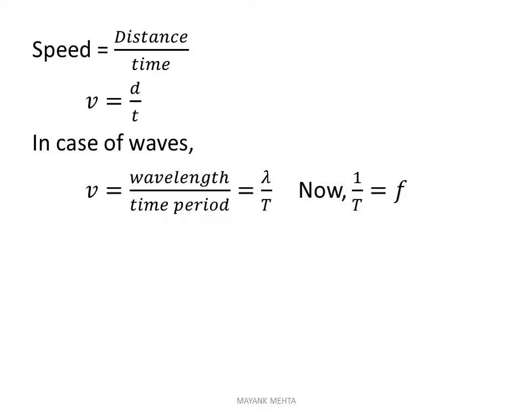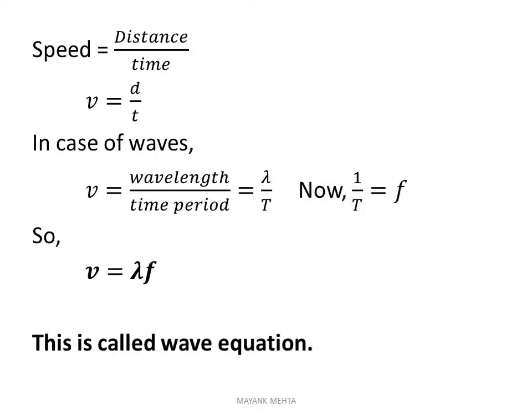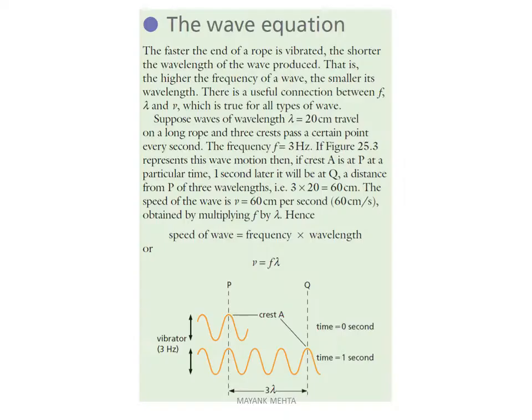So now what you will do, 1 by T is equal to f. You will put that value in the velocity equation. So it will become V is equal to lambda into f, and this is called the wave equation. In many questions you can use this equation.